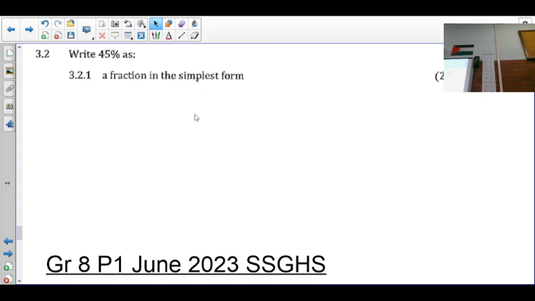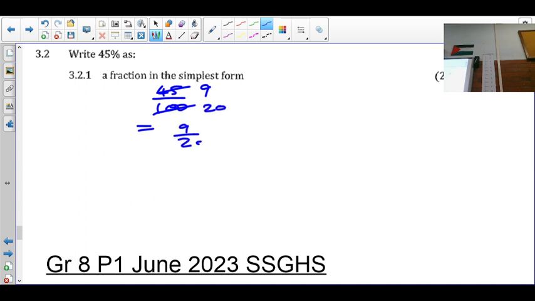So it says write 45% as a fraction in the simplest form. So 45% is the same as 45 over 100. 5 goes into 45 9 times. 5 goes into 100 20 times. So it's 9 over 20.